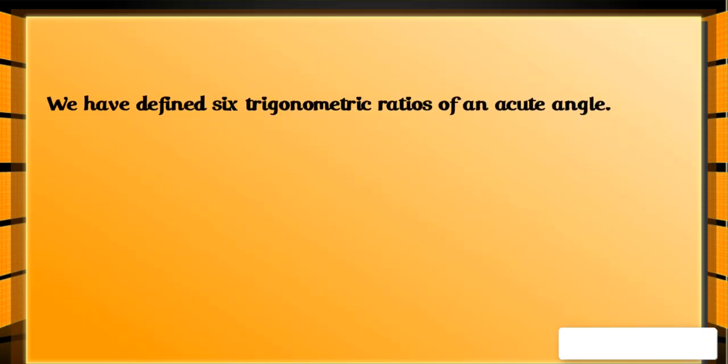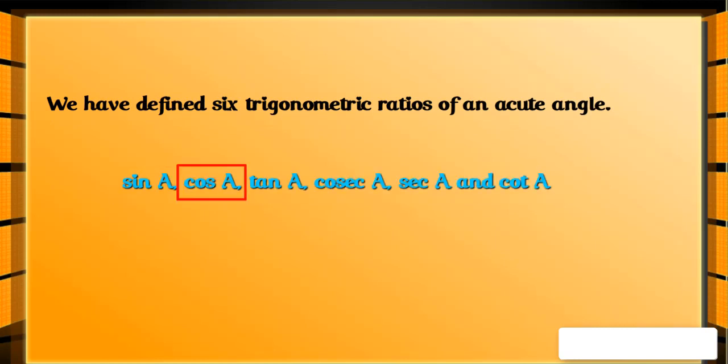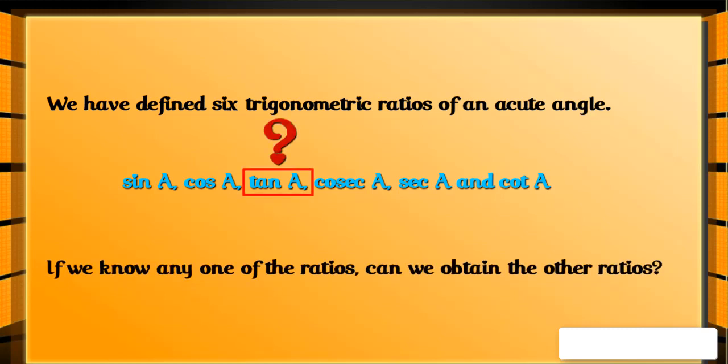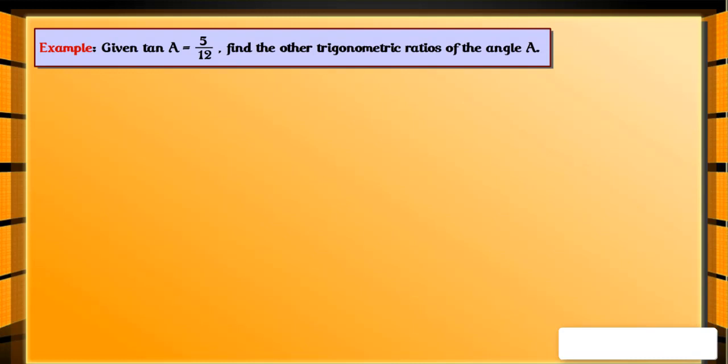We have defined six trigonometric ratios of an acute angle: sin A, cos A, tan A, cosec A, sec A and cot A. If we know any one of the ratios, can we obtain the other ratios? Let us see with an example. Given tan A is equal to 5 upon 12, find the other trigonometric ratios of angle A.